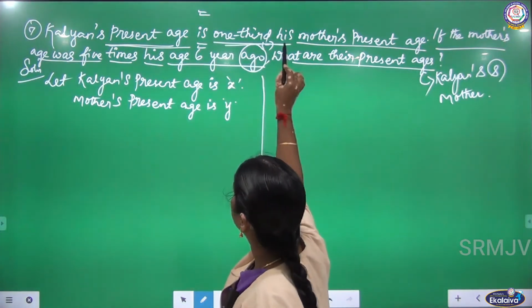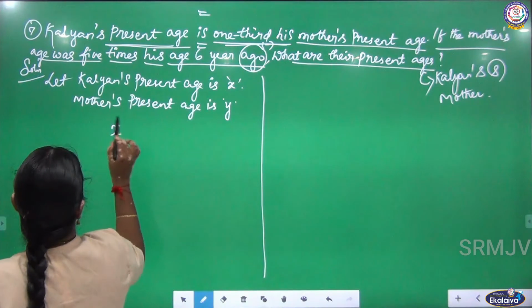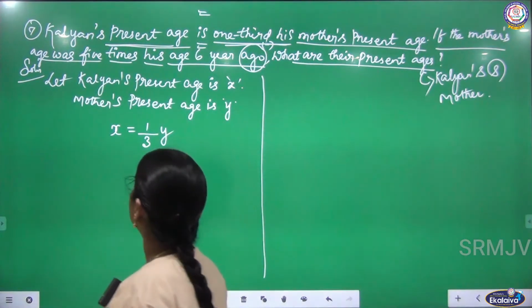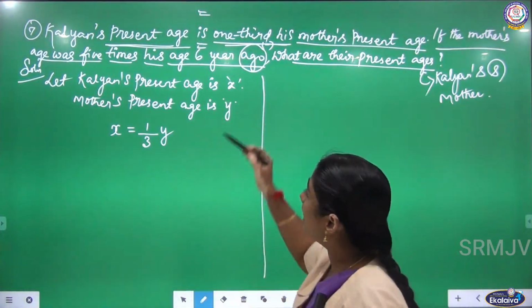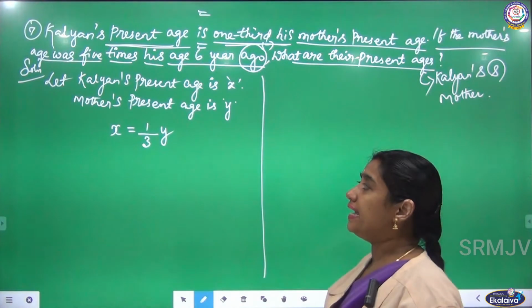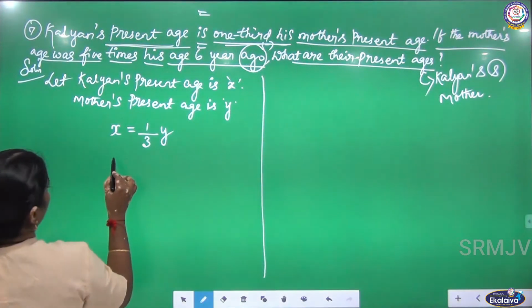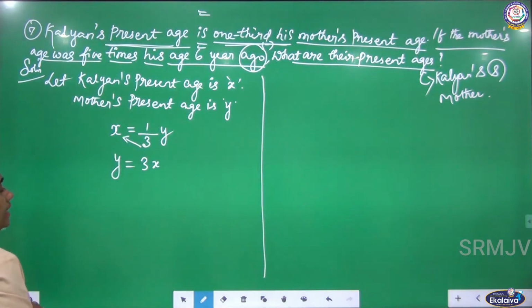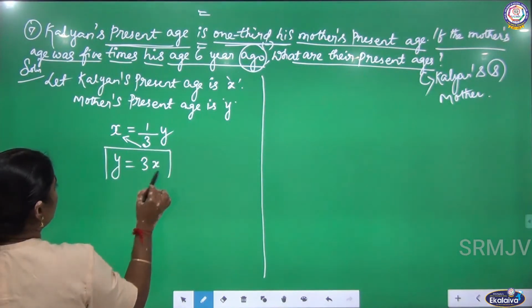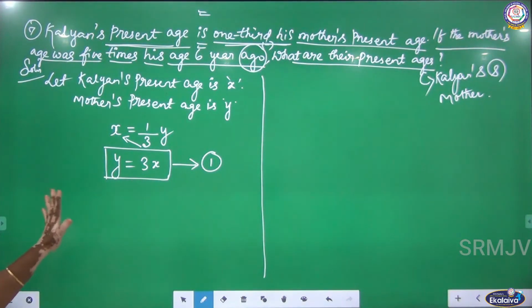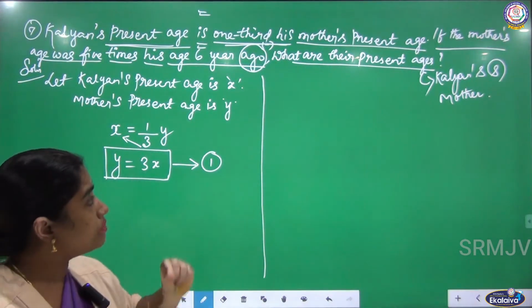Listen, 1/3 of his mother's present age means what? Kalyan's present age is equal to 1/3 of his mother's. So mother's age I have taken as y and Kalyan's present age I have taken to be x. So x is equal to 1/3 y, which is what? y is equal to 3x. 1 into y is y. Once I cross multiply, I get y is equal to 3x. Just keep this and mark it as equation 1. Just keep that y is equal to 3x, because it is given in the question: Kalyan's present age is 1/3 of his mother's present age.